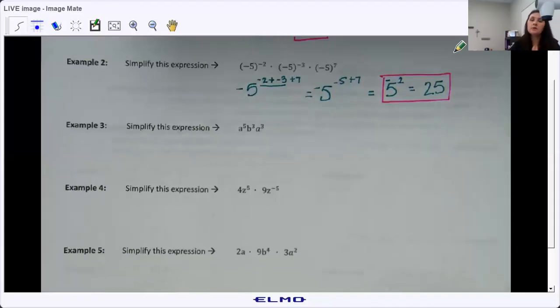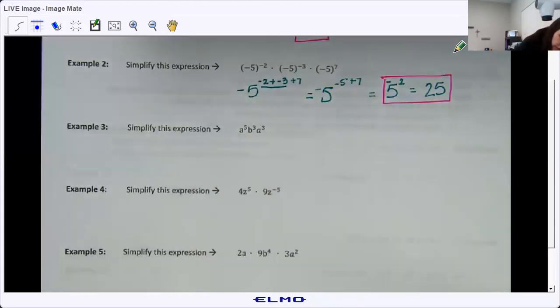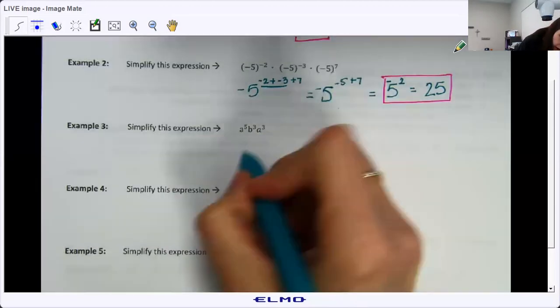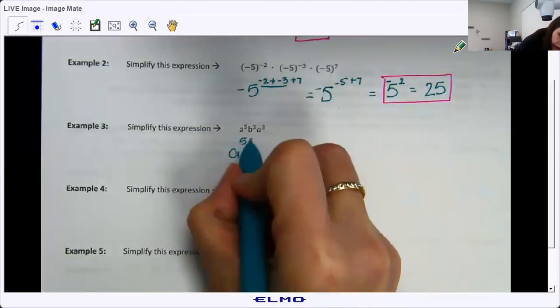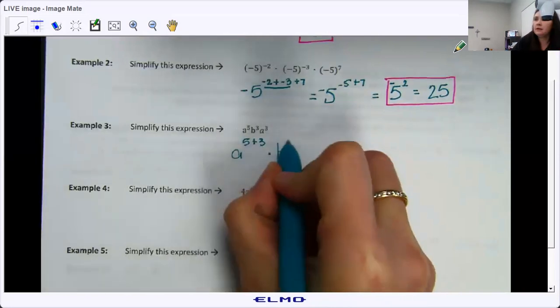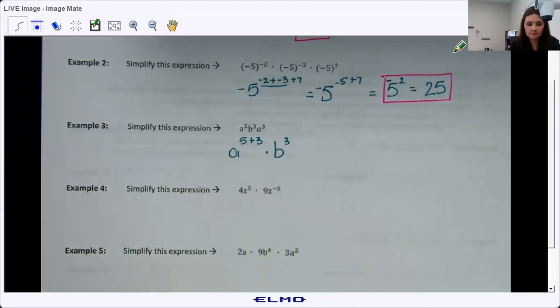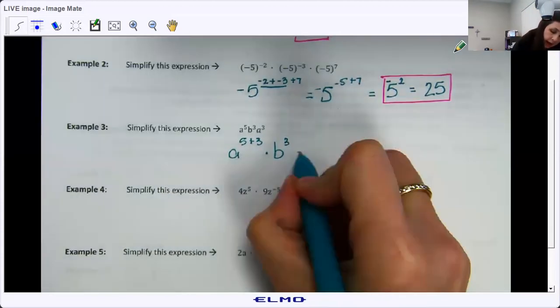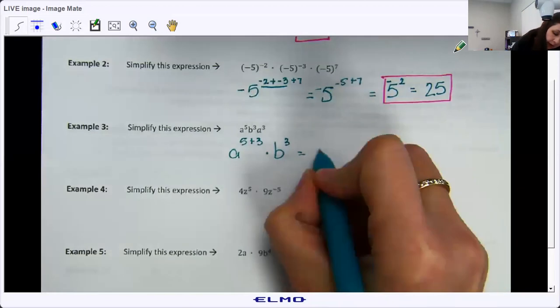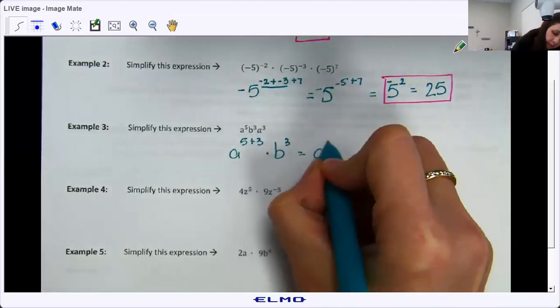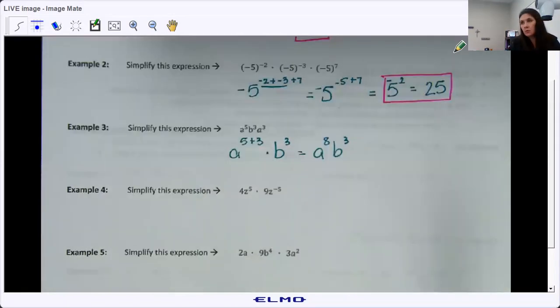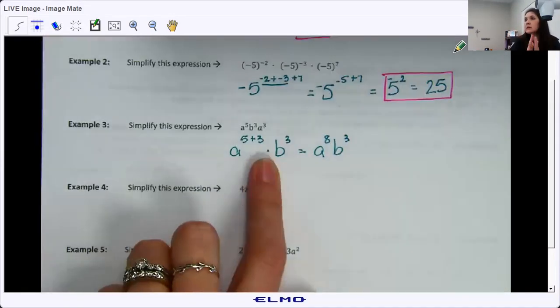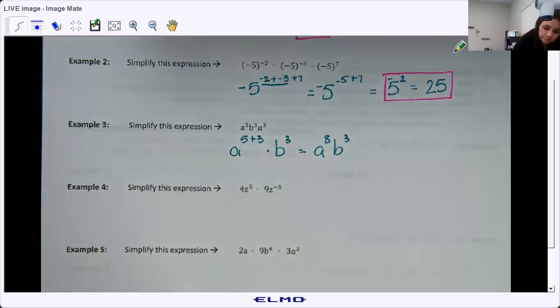All right, example 3. Now remember, you have to look at the bases, and you can only combine exponents if their bases are the same. So in this case, we have two bases of a. So we would have a to the power of 5 plus 3 times b to the power of 3. And we can't combine that with anything because there's not another b. So we simplify this by adding our exponents at the base of a, and we get a to the 8th times b to the 3rd. You do not need a multiplication symbol between your letters when they're side by side with nothing in between. That means you are multiplying them.